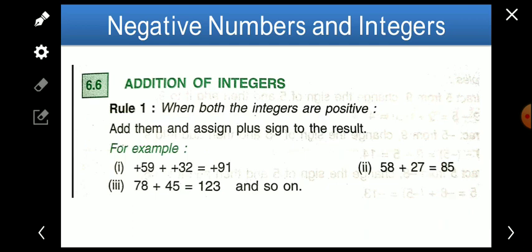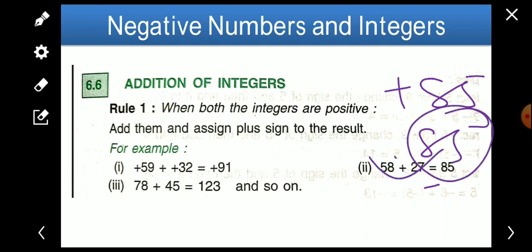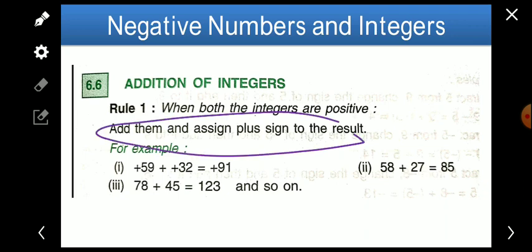So we'll put the plus sign, otherwise we can skip it. You can write either plus 85 or 85, both are the same, because if no sign is there, it means that it is positive. So like this we will add the integers. Which integers? Positive integers. So it is very simple and very easy to add the positive integers.